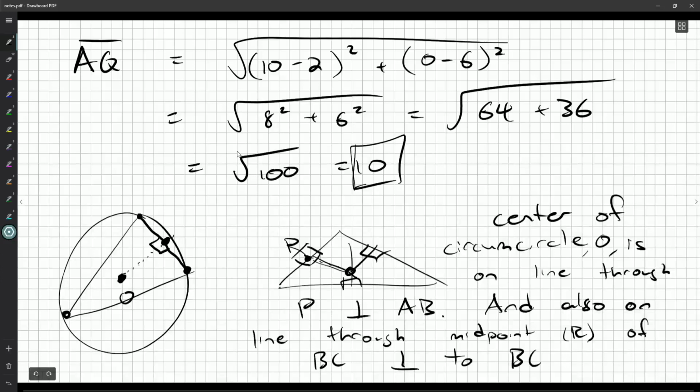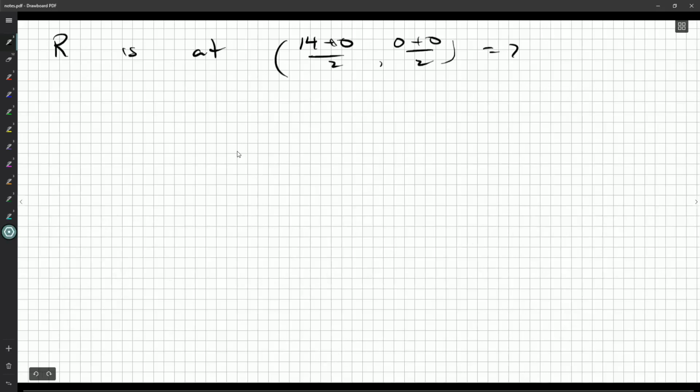And so I'll just get two lines, I'll intersect them to find O, and then I'll use the distance formula like we did in part B to find the distance between A and this point O, or maybe A and B, because B is the origin. That'd be really easy to work with. So R is at, what do we have, 14 plus 0 over 2, and then 0 plus 0 over 2, so 7, 0.